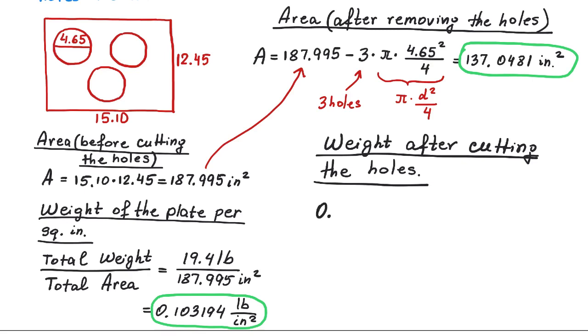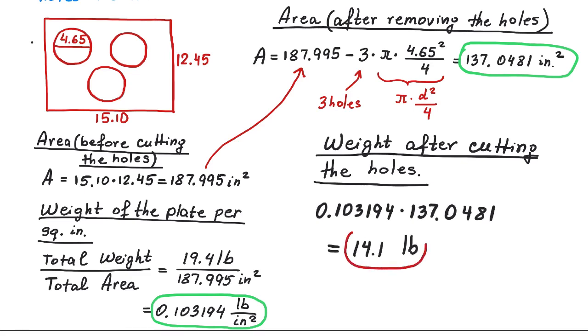So then 0.103194 multiplied by 137.0481 will give us approximately 14.1 pounds. We said in the beginning that we will round this answer to the nearest tenth of a pound. So this is the weight of the plate after removing the holes.